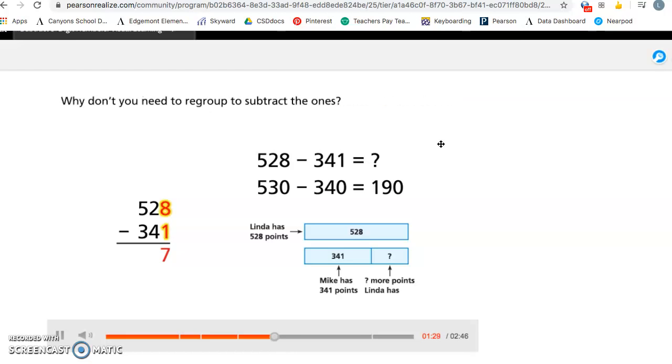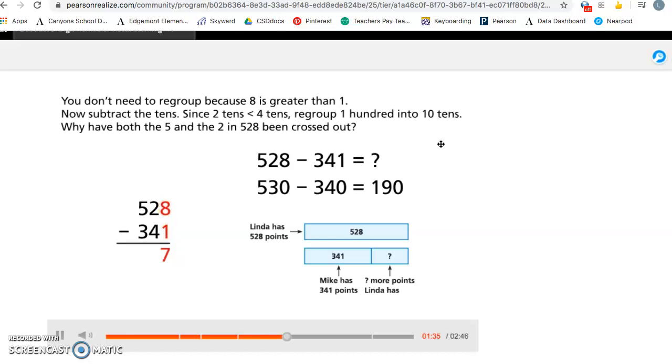Why don't you need to regroup to subtract the ones? You don't need to regroup because 8 is greater than 1. Now subtract the tens. Since 2 tens is less than 4 tens, regroup 100 into 10 tens. Why have both the 5 and the 2 in 528 been crossed out?